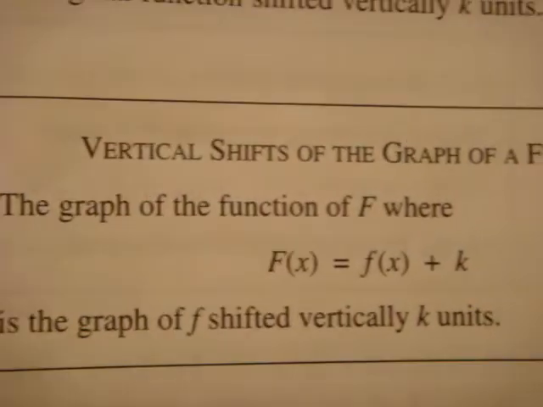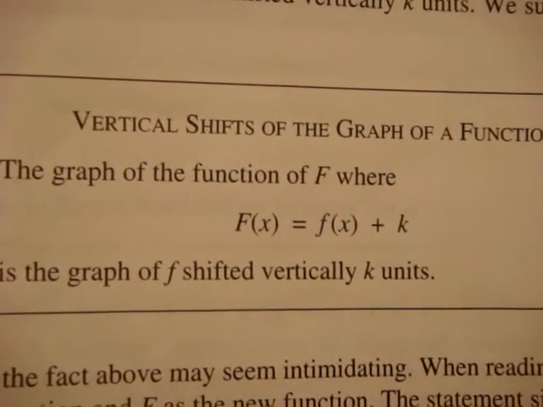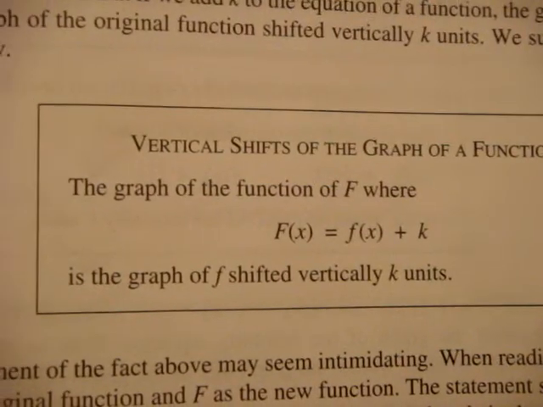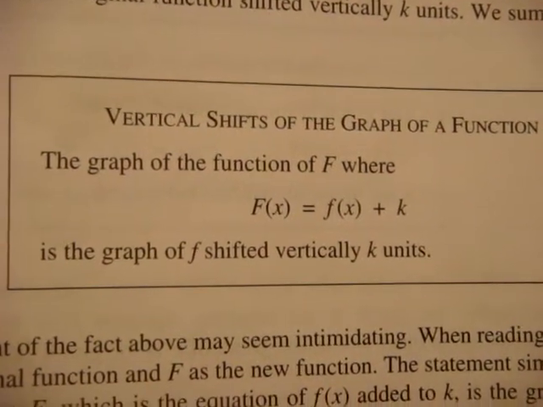Here's the little rule for this. It says vertical shifts of graphs of a function. The graph of a function g, where g(x) = f(x) + k, is the graph of f shifted vertically k units. So it's going to go up and down by whatever k is.